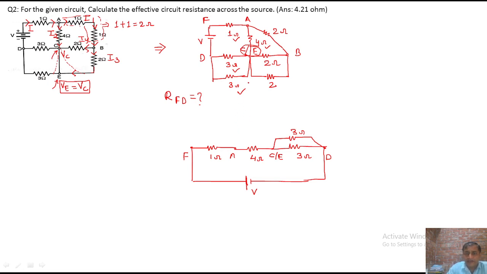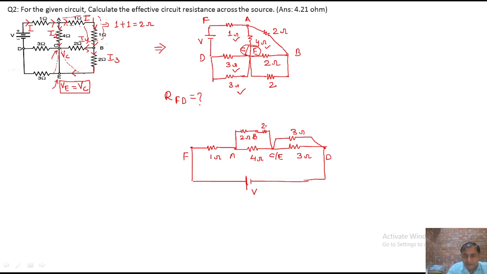So first of all, start from A. A to B is what? A to B is 2 ohm. This is your B. So how much is it? It is 2 ohm. A to B is 2 ohm. From B to C or E, how much is it? There is a 2 ohm again. This is your 2 ohm.